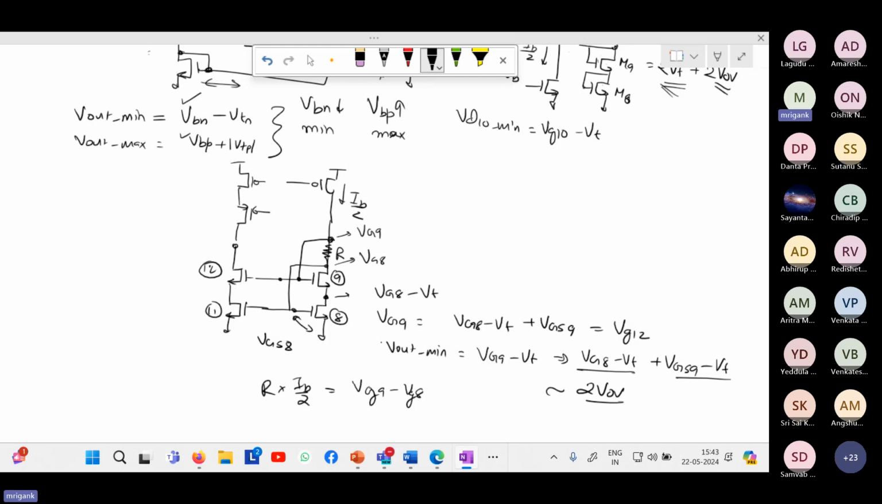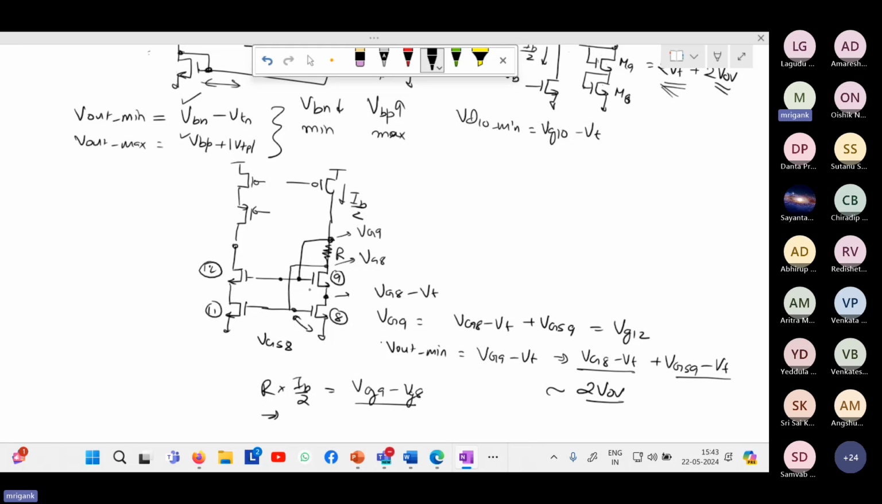But here, if you just look at it in terms of the gate voltage, this is the relation, right? The gate voltages are decided by the sizes of these. So in this case, we are trying to push it to the minimum value. For the minimum value, we have already seen that the drain voltage we are keeping at VG8 minus VT. So the condition is that we are trying to bias it for the minimum possible gate voltage. And for that, we are assuming that the drain voltage of M8 is at VG8 minus VT.